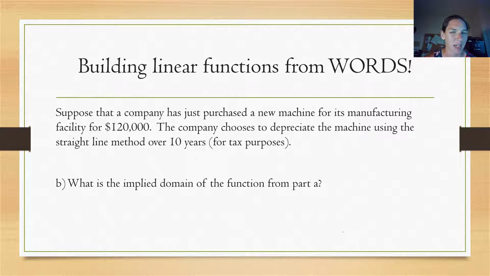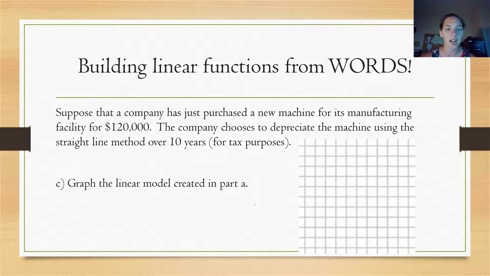Negative years doesn't make sense. We can't go back. We just bought it this year. And having it be worth negative dollars doesn't make sense either. If it's still a functioning machine, no one's going to force you to pay them to take it away. So the implied domain here would be 0 to 10. We'd be going from 0 years old to 10 years old. That's the implied domain here. Now we want to graph it. All right.